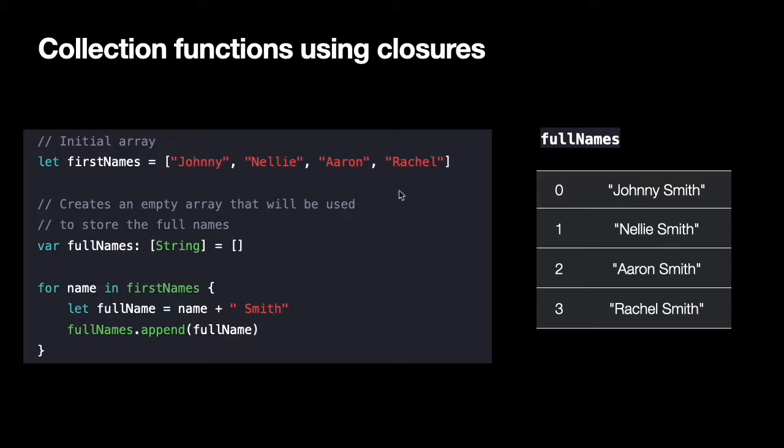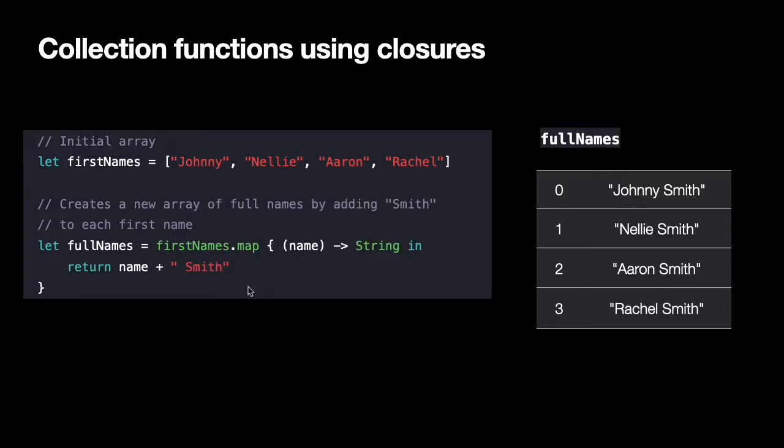Here we have an array of first names, and we want to create an array of full names where each name has the same last name, Smith. So for each name in our first names array, we let the full name equal the first name plus space Smith, and then we append that full name to our full names array.